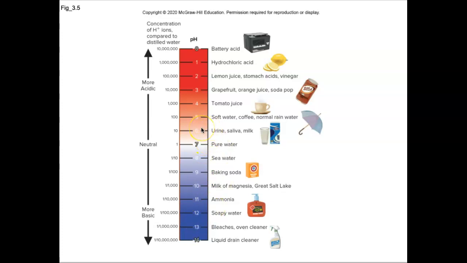Each one of these lines is 10 times more than the one previous. So if we think about tomato juice, it has a pH of 4. Tomato juice is 1,000 times more acidic than pure water.